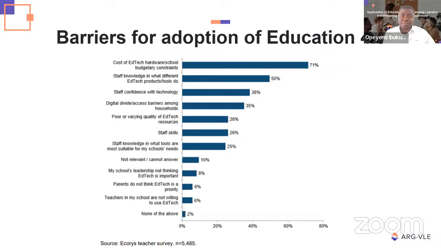So in terms of barriers for adoption, number one is cost. And then the other one has to do with staff. Staff confidence, staff training, staff knowledge in the tools that are most suitable, teachers not willing to use it. So a lot of it has to do with staff skills. So the major barrier is the teacher or the instructor, and this is where your support needs to be targeted if you're doing this. And then, of course, digital divide among households. Not every household can afford a laptop for you to power this, or a smartphone. But if you can tackle these barriers, then successfully delivering this would not be an issue.